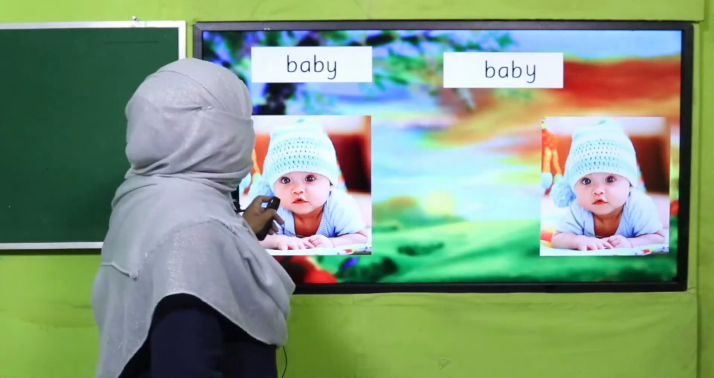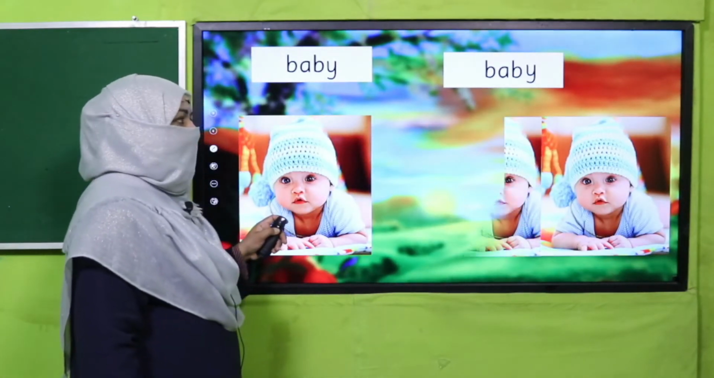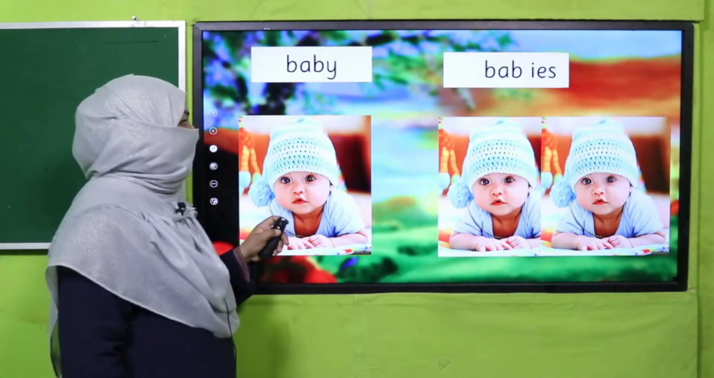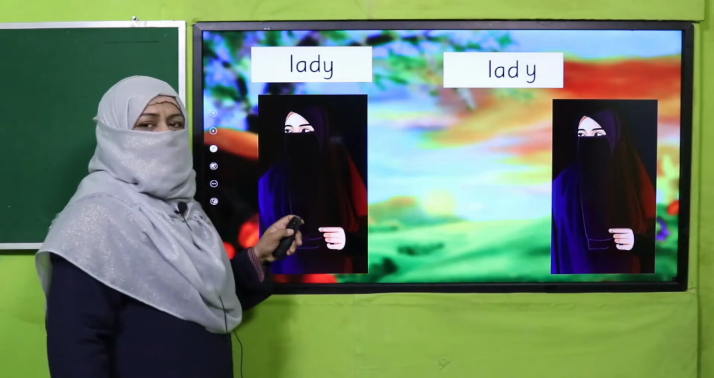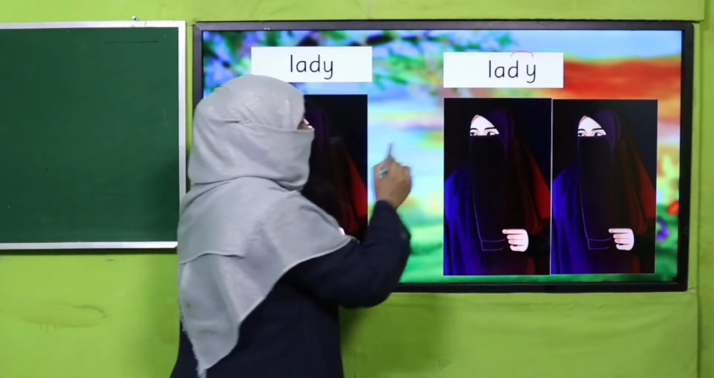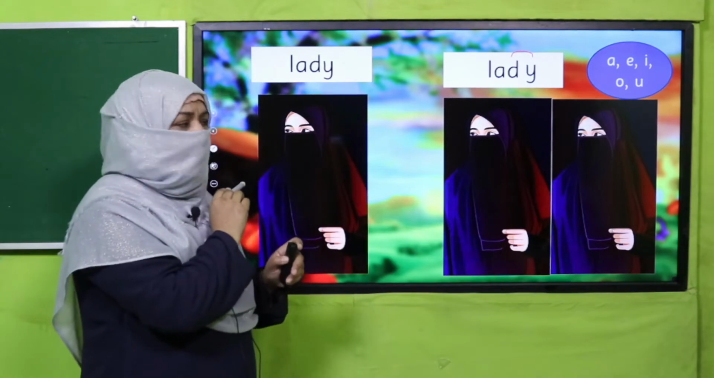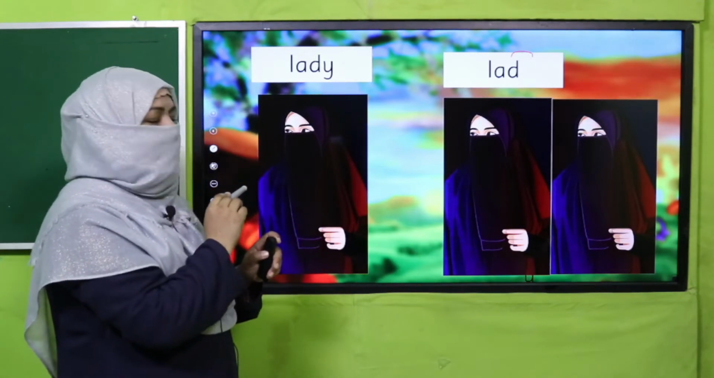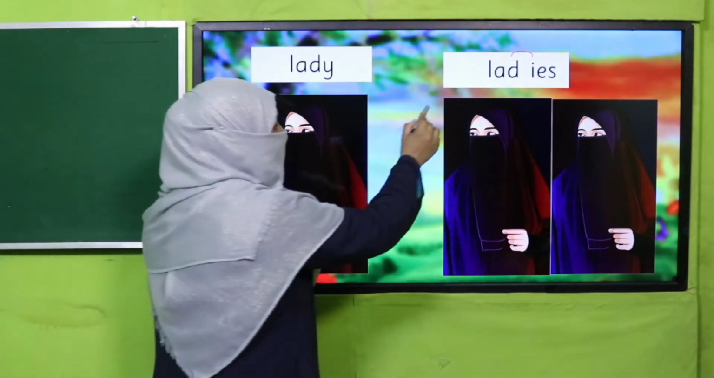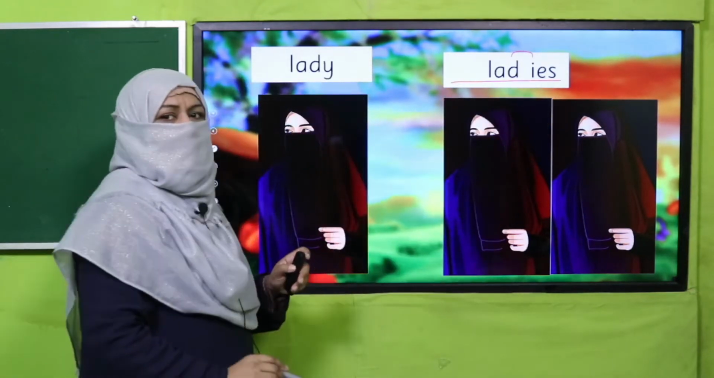Okay, the other example is baby, babies. Okay. Lady, and if there are more than one, before y you have to find out: is there a, e, i, o, u? No. So you have to remove this y and replace it with i and add es. It becomes ladies, a plural noun.